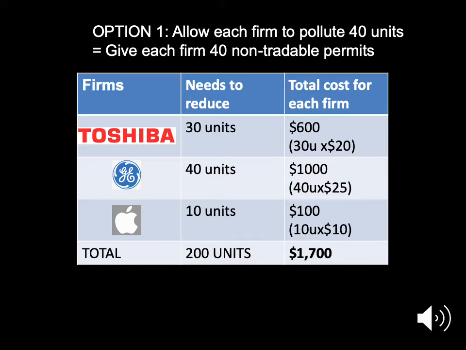And then we have Apple, that represents a more efficient firm, and they have only 10 units that they need to reduce, and it costs them $10 to reduce each unit. So their total cost would be $100. The total cost from reducing those 200 units would be $1,700.